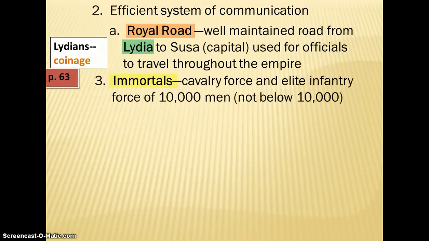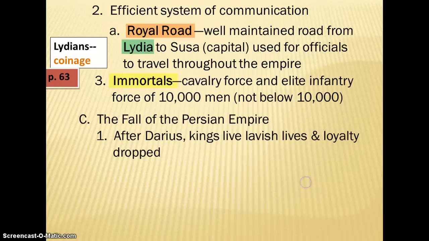The Persians had the army of the immortals, and this was soldiers on horseback and foot soldiers that numbered about 10,000 men, and they never let it go below 10,000. So if they would have a battle and they would lose 1,000 people, they would send 1,000 more people in to replace them. So they weren't really immortal in the sense that they never died, but since the number was never allowed to go below 10,000, it seemed like enemies could never make their army go away because it just kept filling and filling no matter how many men they killed.